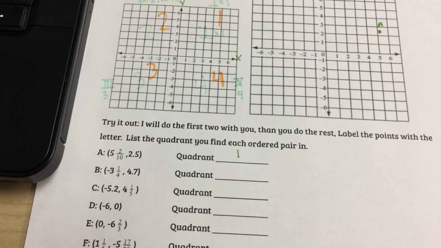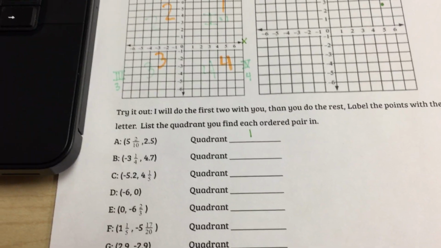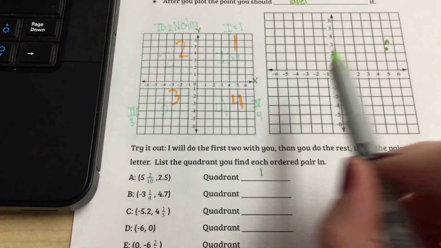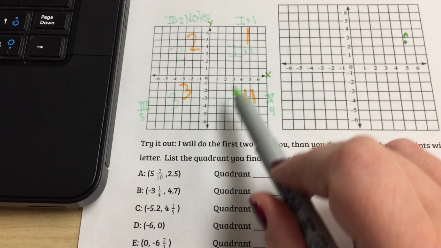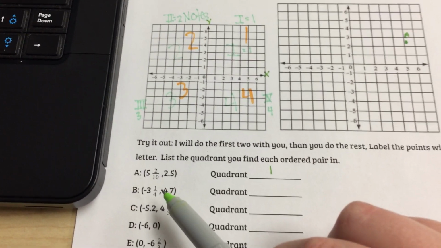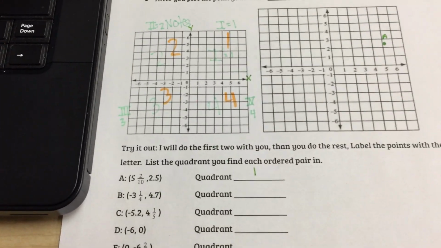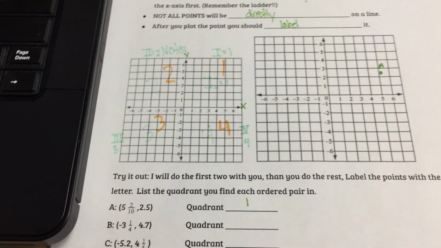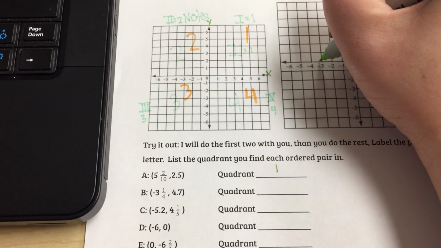All right, the next one is (negative 3 1/4, 4.7). Okay, so negative means I'm going to be going left, because I'm going to be going left or down anytime I see a negative. I'm going left right now because it's my first number, or the number on my x-axis. For 3 1/4, 1/4 is going to be a quarter of the way between negative 3 and negative 4. Remembering I'm going towards the negative numbers, so I'm moving away from that number, so it's going to be right about here.